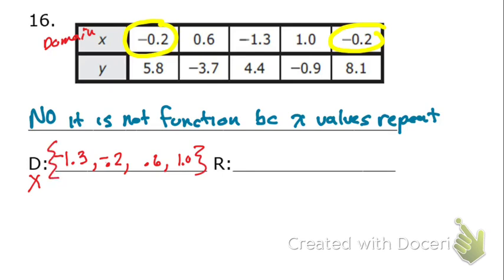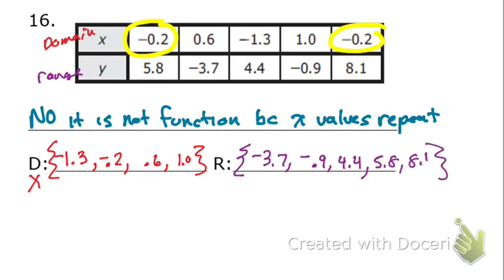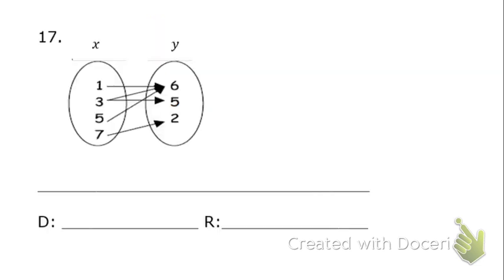All right, range. Remember that range is your y's. So we'll start with the smallest number, which I believe is -3.7, followed by -0.9, followed by 4.4, 5.8, and 8.1. All right. Okay, so let's go on to the next problem.